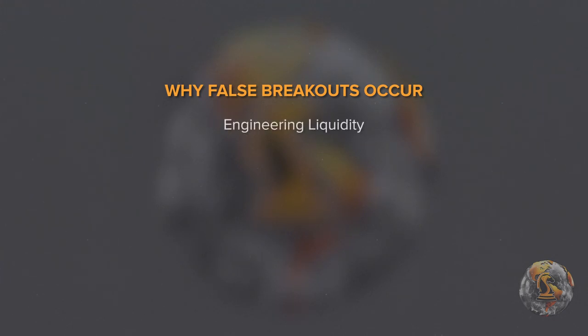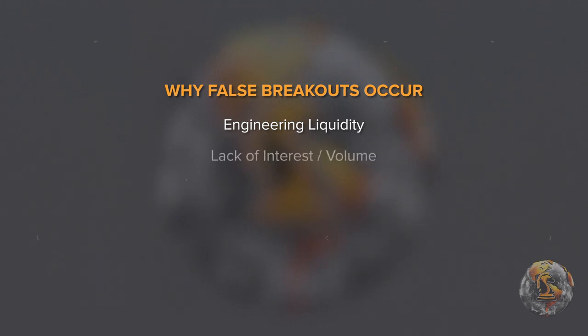First, engineering liquidity. False breakouts can occur due to market manipulation by smart money who are trying to trigger stop loss orders or trap breakout traders with a false sense of market momentum. So they push the price above a key high or below a key low to stop people out and to induce breakout traders. That's the first and the main reason for false breakouts.